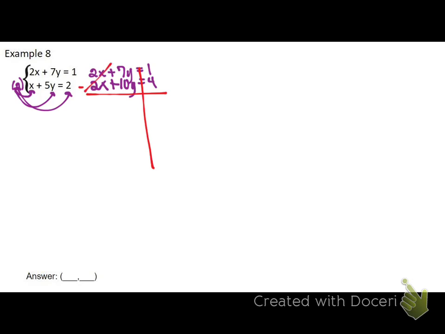So that eliminates the x. Then I take 7 minus 10 to get negative 3y. And then 1 minus 4 will also get me negative 3. To get the y by itself, I'm going to divide each side by negative 3, and y is going to equal a positive 1.